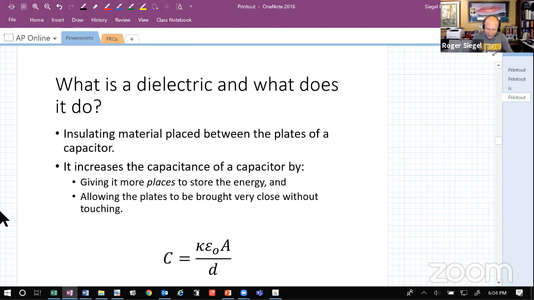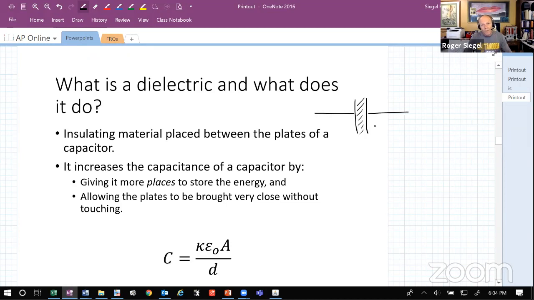All right, so what we have here is, what is a dielectric and what does it do? Well, a dielectric is an insulating material that we put between the plates of a capacitor. So conceptually, it's something that goes like this in between the two plates. It could be paper, it could be glass, but we definitely don't want it to be a conductor. It has to be an insulator because we still want this to be a capacitor.